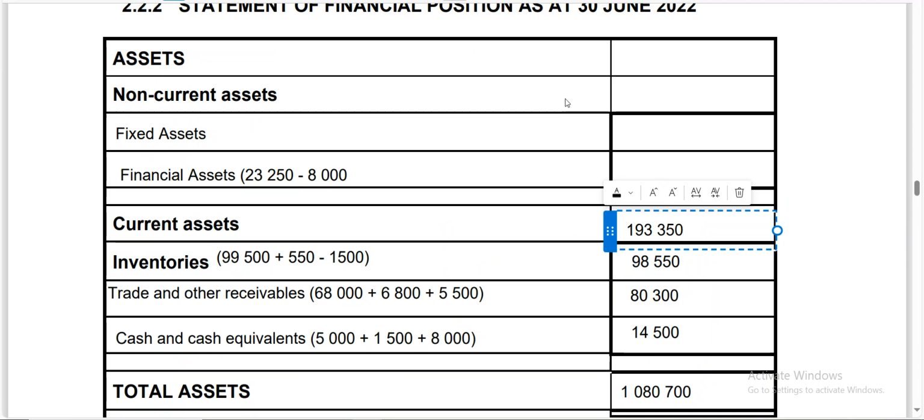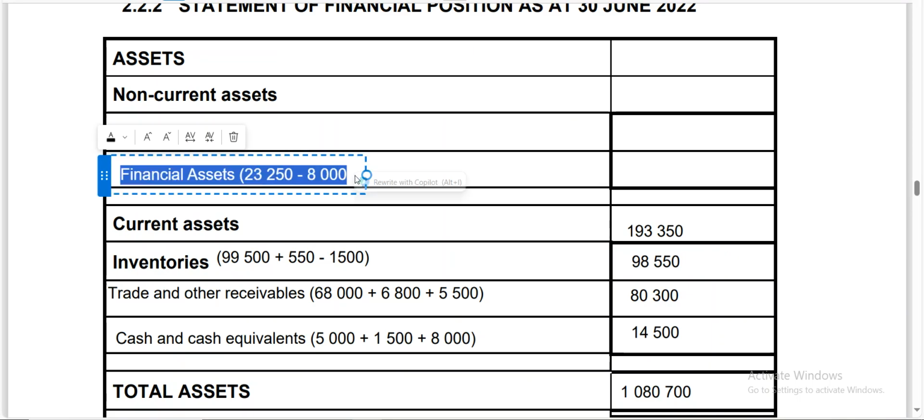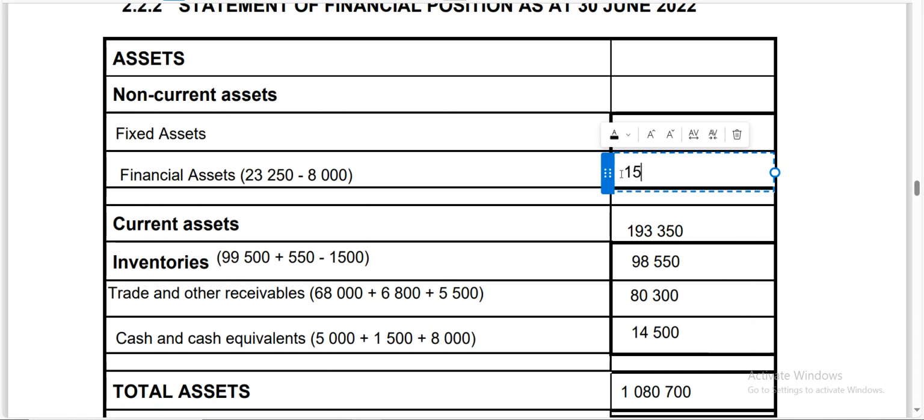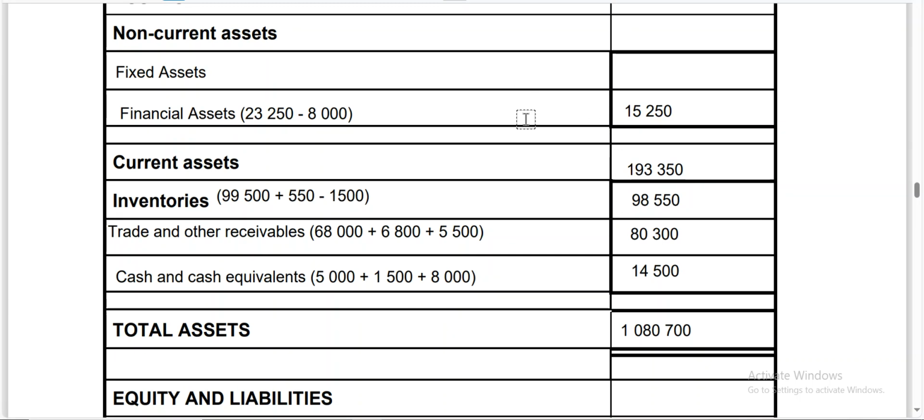So now we have our current assets total, but we don't know what is the total of our non-current assets, because fixed assets is a question mark. So let's get our financial assets first before we can get other things. Let's see how much would be our financial assets. So remember, 23,250, if we say minus 8,000, is going to give us 15,250. So that 15,250 will come here.